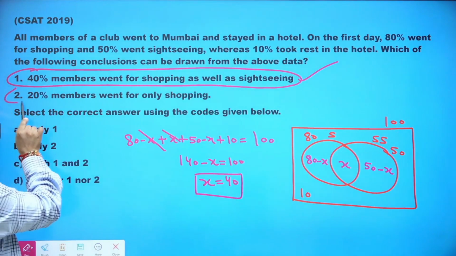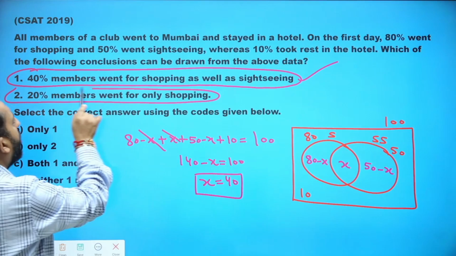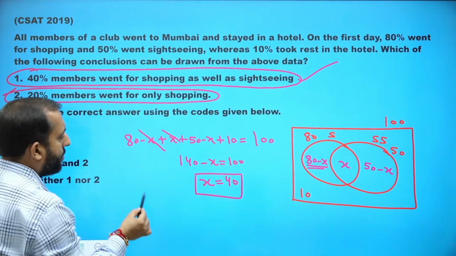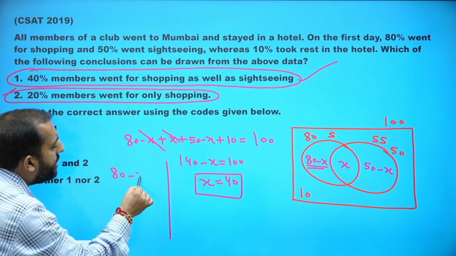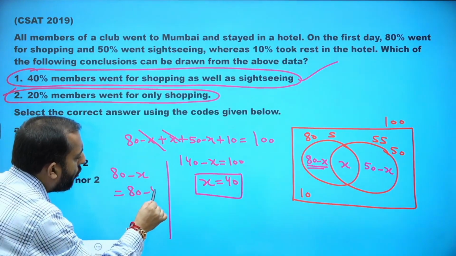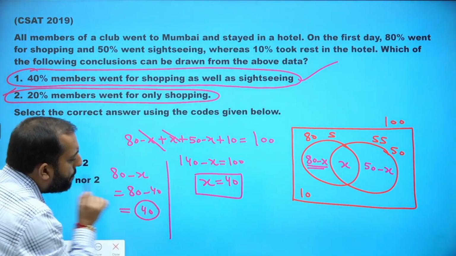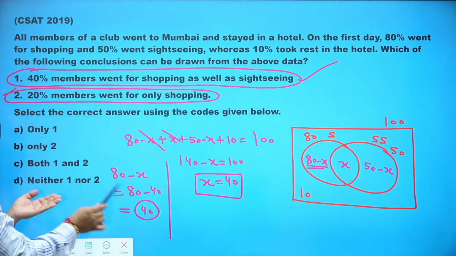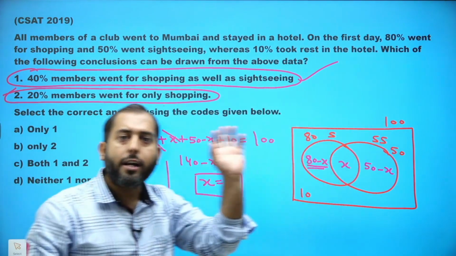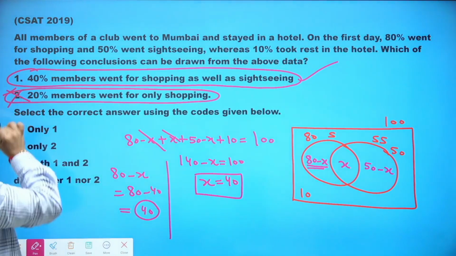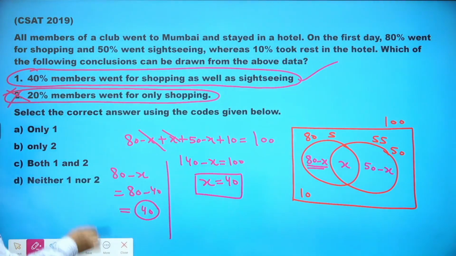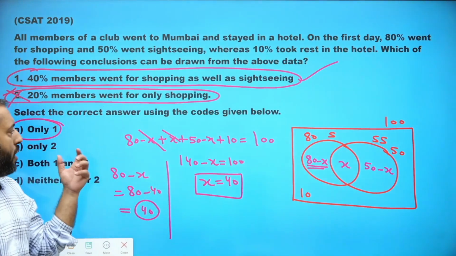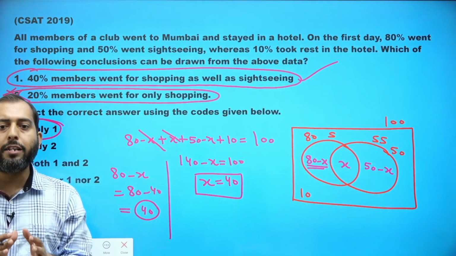Now, second statement, 20% members went for only shopping. For only shopping, I can say the value is 80 minus X. So 80 minus 40 is 40. So only 40 people went for only shopping. And 40 is 40% of 100, not 20%. So that is why statement 2 is not right. Hence the right choice for this question should be option A, that is only 1. I hope guys this is clear. Please make a note of it.